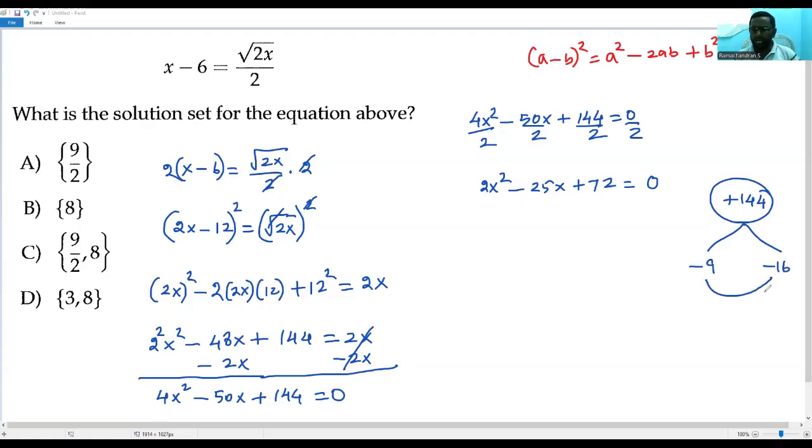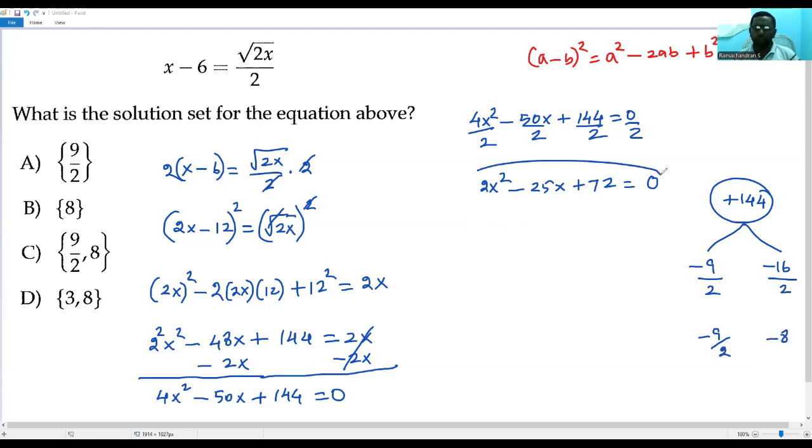When I multiply negative 9 and negative 16, I'm getting positive 144. And when I add negative 9 and negative 16, I'm getting negative 25, which is the coefficient of x over here. Further, I have to divide both these factors by the coefficient of x square, 2. Actually, 9 is not divisible by 2, so I have to write this one as it is, that is negative 9 over 2. And when you divide 16 by 2, I am getting 8, that is negative 8.